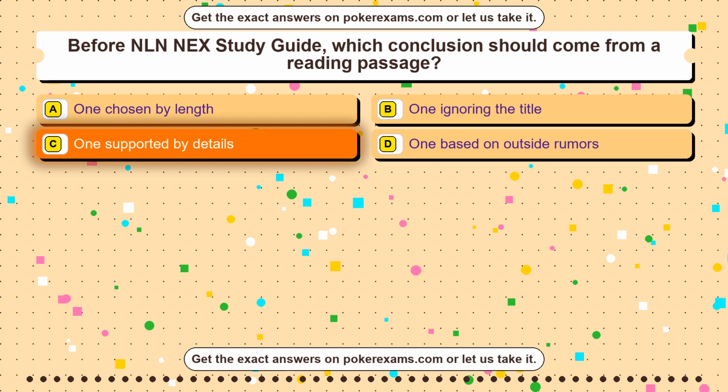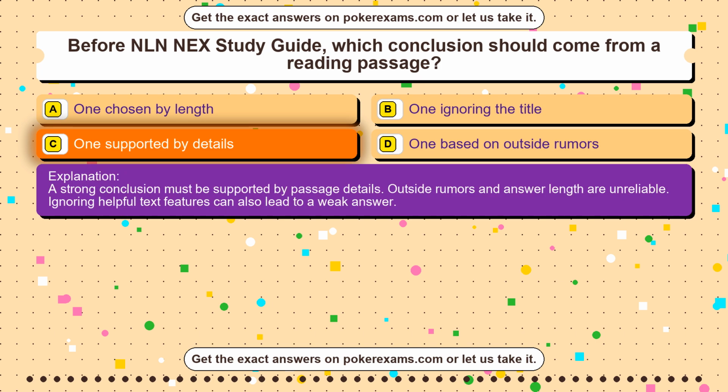The correct answer is option C. One supported by details. A strong conclusion must be supported by passage details. Outside rumors and answer length are unreliable. Ignoring helpful text features can also lead to a weak answer.